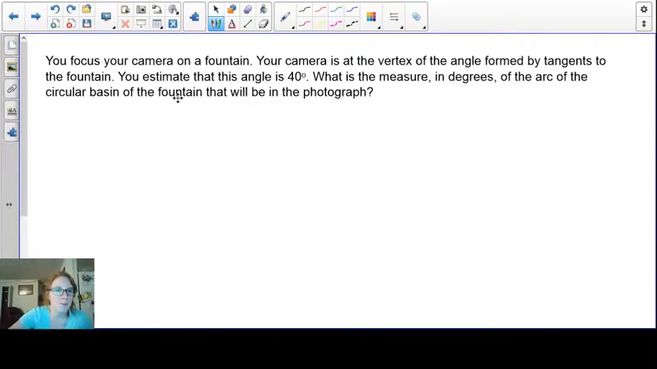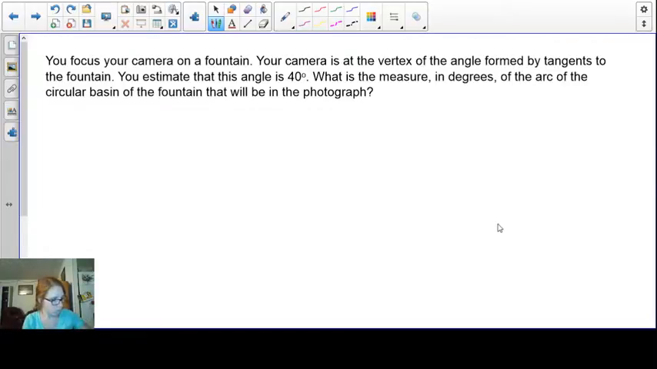Alright, word problem. Whoop whoop. So you focus your camera on a fountain. Your camera is at the vertex of the angle formed by tangents to the fountain. You estimate that angle is 40 degrees. What is the measure in degrees of the arc of the circulation of the fountain in the photograph?